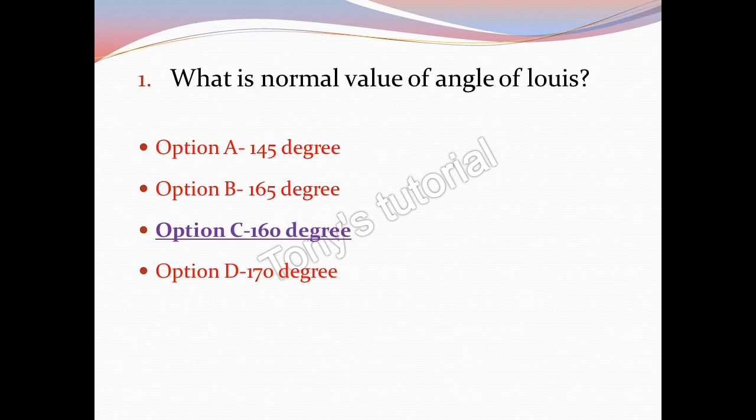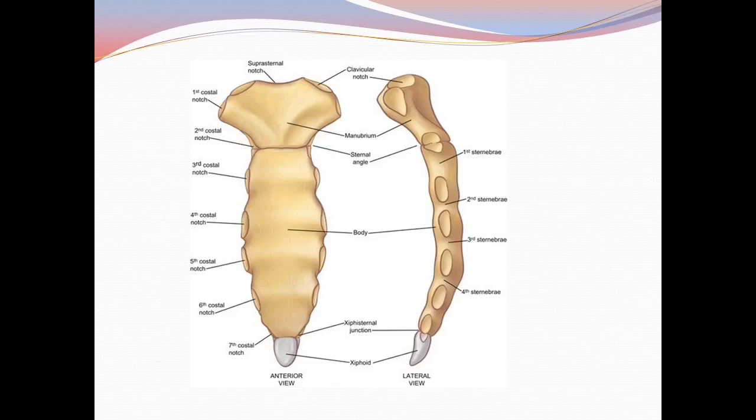And you know that angle of Lewis is an important landmark in sternum. It is an angle between the manubrium and the body of the sternum, right? In between the manubrium and the body of sternum, you have the angle of Lewis, which is also known as sternal angle. Sometimes they may ask you in this way.